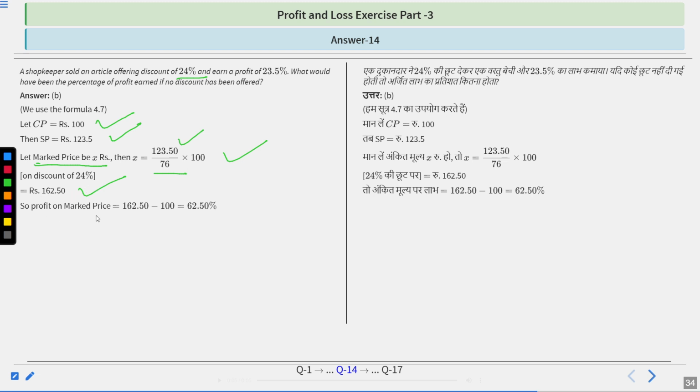So the profit on mark price is, we know that if you don't give a discount, our cost price was 100 and the mark price is 162.50. So the profit percent will be 62.50. Clear? B is the correct answer. Next one.